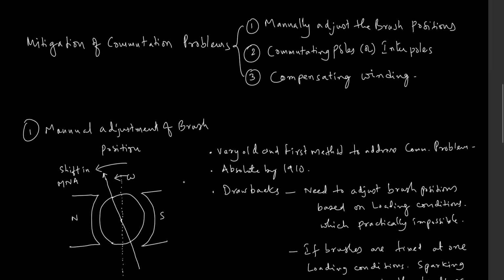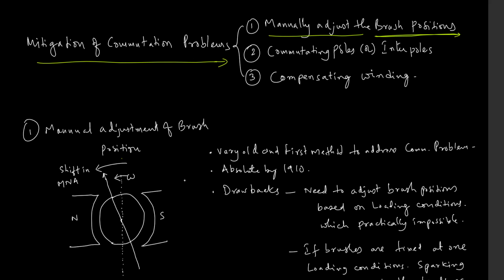Now let us talk about how to mitigate these commutation problems. What are the ways employed in practice to mitigate the commutation problems? The first and foremost is the manual adjustment of brush positions on the commutator segments. Okay, so what do you mean by this?